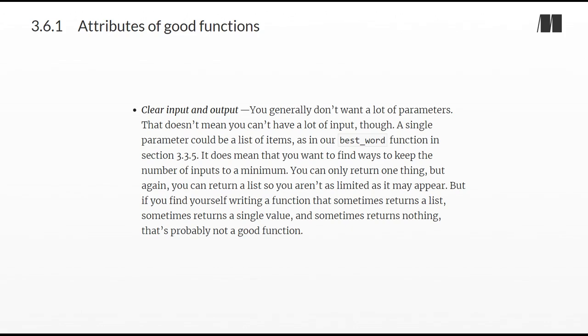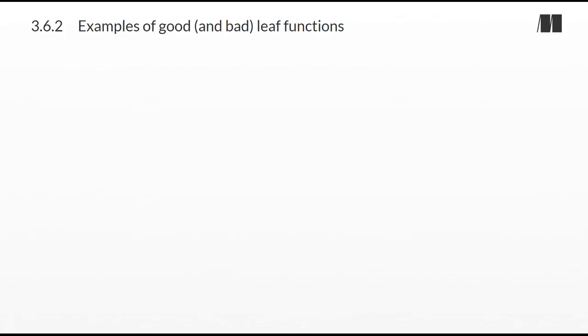But if you find yourself writing a function that sometimes returns a list, sometimes returns a single value, and sometimes returns nothing, that's probably not a good function. Section 3.6.2. Examples of good and bad leaf functions.